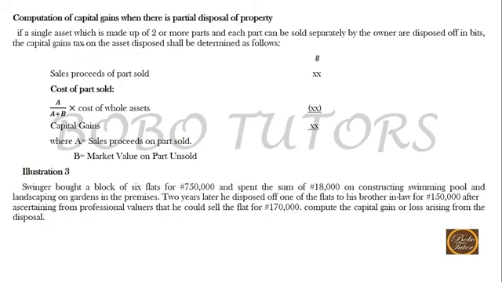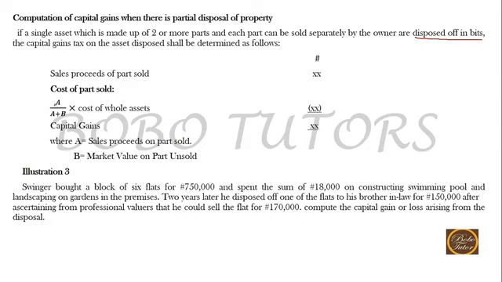You understand what I'm trying to say? So let's read. If a single asset which is made up of two or more parts, and each part can be sold separately by the owner, are disposed of in bits, the capital gains tax on the asset disposed shall be determined as follows. The sales proceeds of parts sold, that is that part that you sold, remember you are not selling everything, but that portion you sold, you write it down.